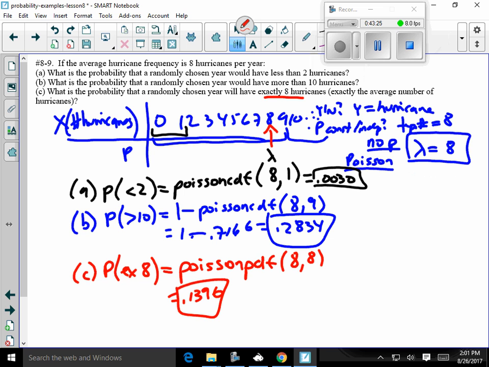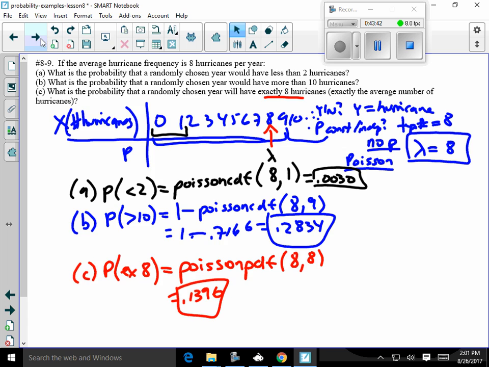So that's kind of funny, really, if you think about it, right? There's typically 8 hurricanes in a season, but that only happens in 14% of the years, right? Typical doesn't mean that it happens more than 50% of the time. It just means it's the highest individual percentage, right? Okay, let's keep moving then.